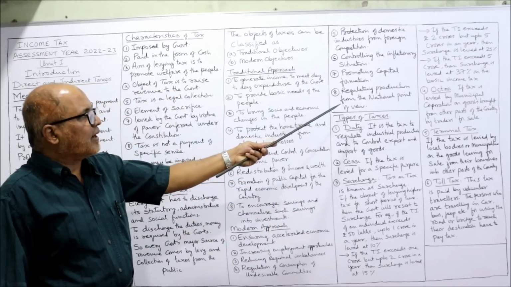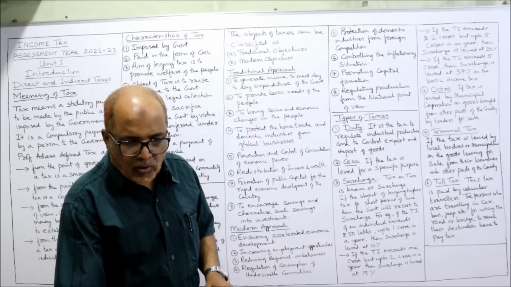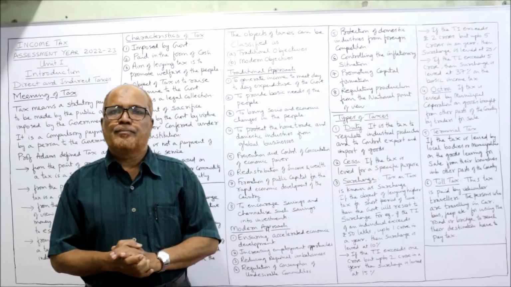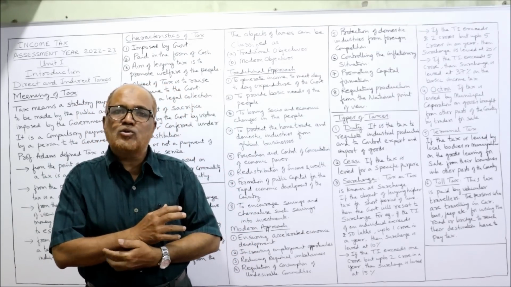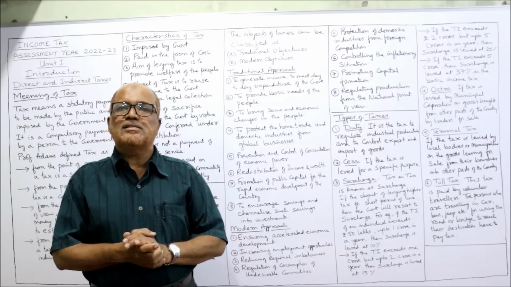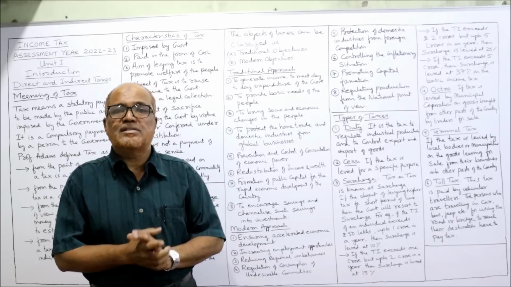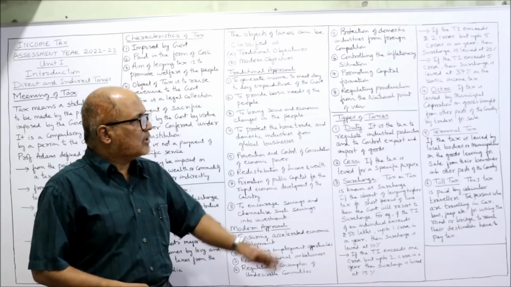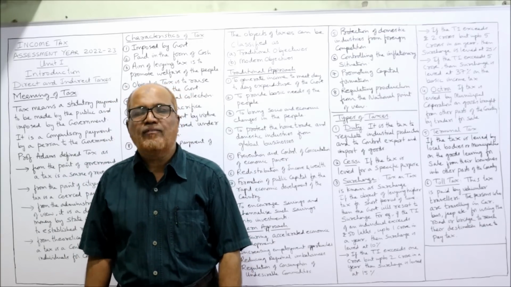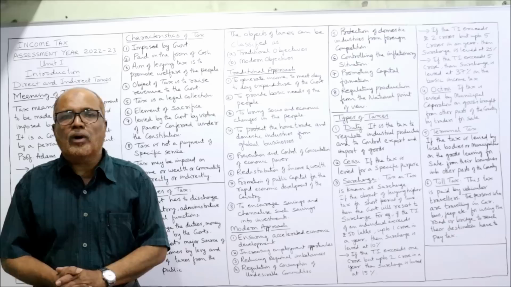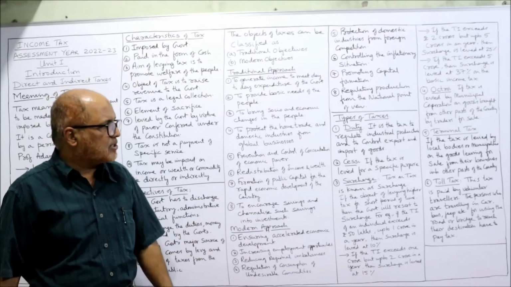Next one, regulating production from the national point of view. See here, production will be regulated by the government from the national point of view. Means which are the products which are to be regulated, like basic things are there, the government will regulate it so that everybody can be able to have those basic needs, right? So these are the modern objectives of income tax. Very frequently in examination they will ask you what are the objectives. So write down all these, the traditional objectives and modern objectives.